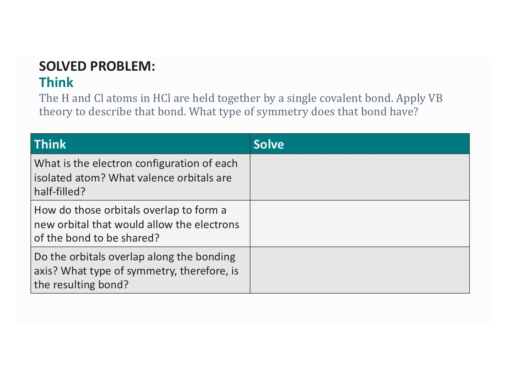Right now we only know about one symmetry. There are more symmetries coming later. But here are some questions you need to ask yourself. What's the electron configuration of each isolated atom? What valence orbitals are half-filled? How do these orbitals overlap to form a new orbital that would allow the electrons of the bond to be shared? Do the orbitals overlap along the bonding axis? What type of symmetry, therefore, is resulting in the bond?